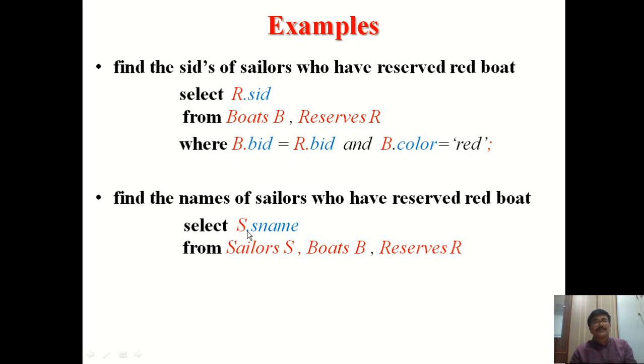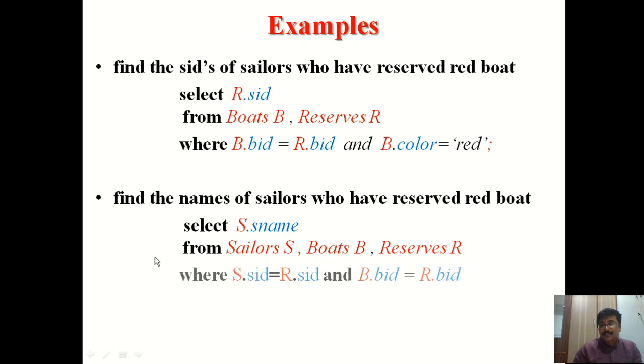Select what we need to display, S.sname. The sname is always available in the sailors table, that's why. From what relations? Sailors, boats and reserves, all three with alias names: sailors S, boats B, reserves R. And the condition here: let us see how many tables we have. Sailors and reserves have a common column, and boats and reserves also have a common column. We have three relations to join, so we need two join conditions: S.sid equals R.sid, and B.bid equals R.bid.